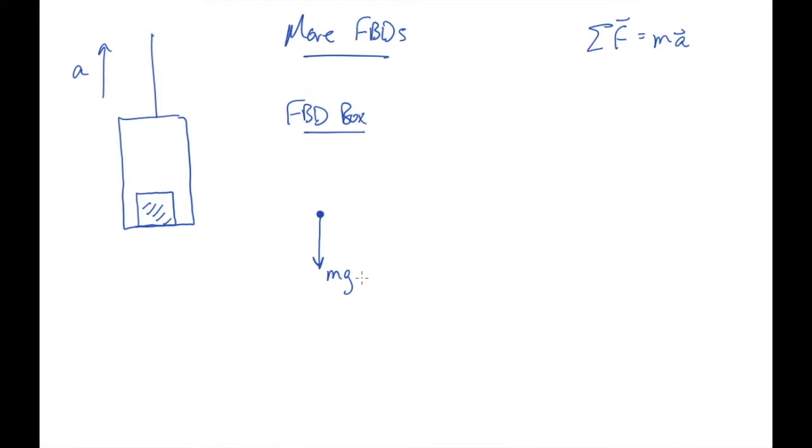So there's mg, the weight that's going straight down. If the box has mass, it'll have weight. And then the floor is touching the box, so it can exert a force on it. And that's our friend, the normal force. It's going to go straight up. And that's it. Those are the only 2 forces that act on the box.